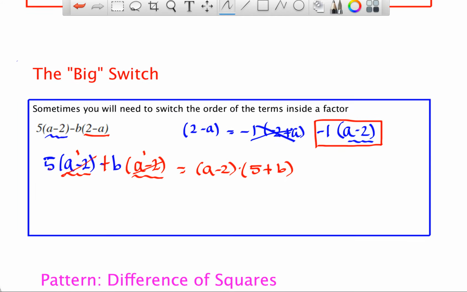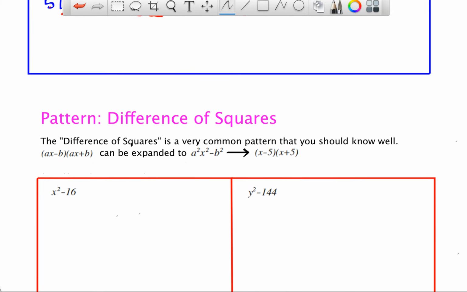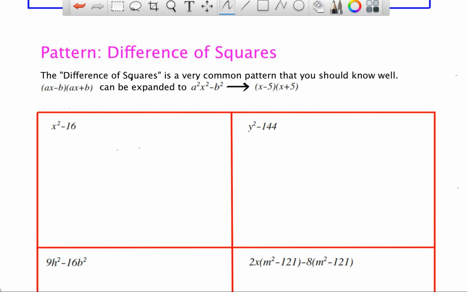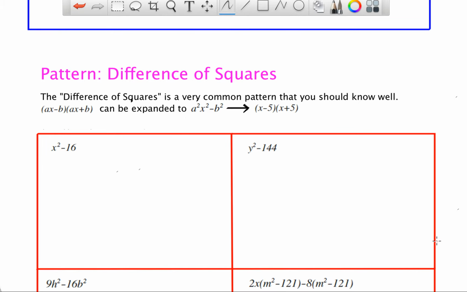All right, and then the first pattern. So there are a couple patterns you need to be very familiar with, and the first one of that is the difference of squares. Okay, you should know it well. It's going to come back a lot. And what that means is that ax minus b times ax plus b can be expanded to a squared x squared minus b squared. Well, that might be a little weird. So what do I mean with that? Well, let's look at this.